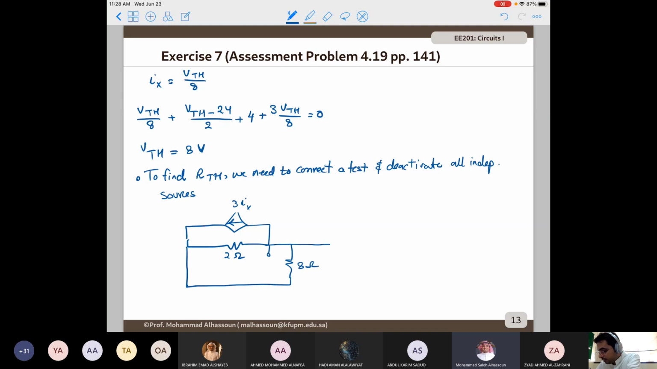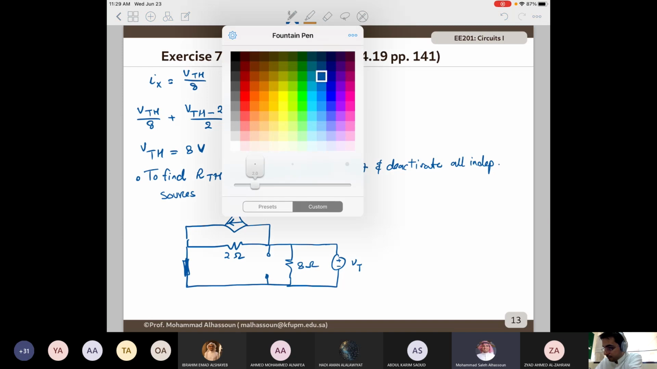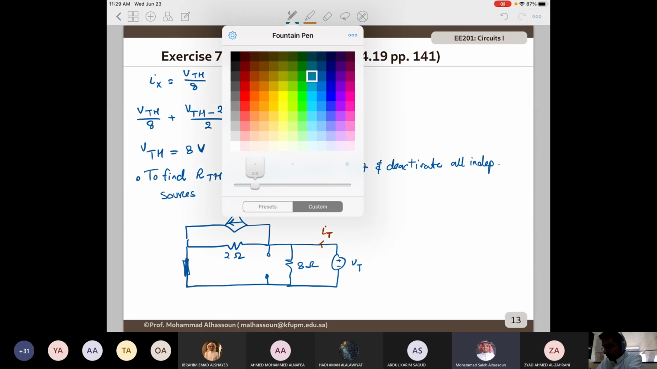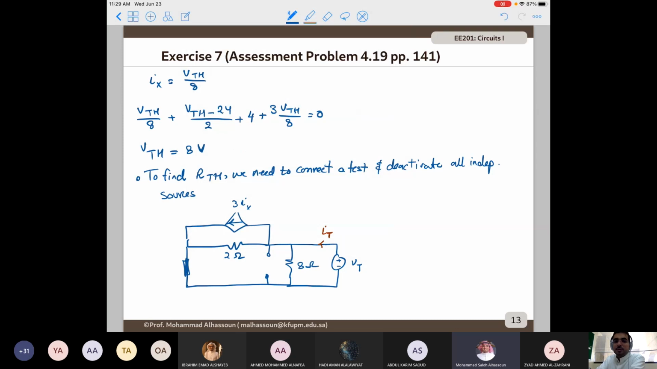Remember, this is the location of the voltage source, and this is the location of the independent current source. And then this is the test voltage source, and we need to find the test current here, IT. So what do you think, Shabab, is the best approach to do that?